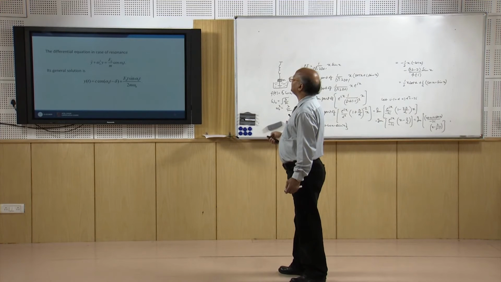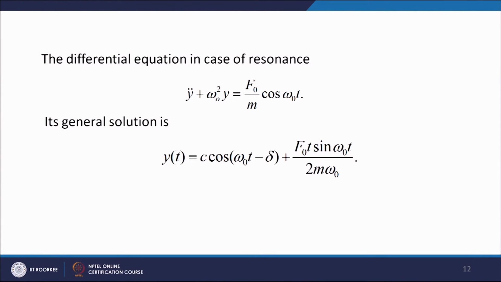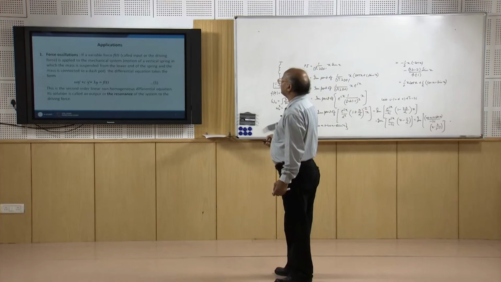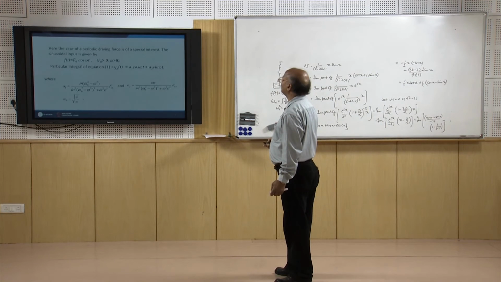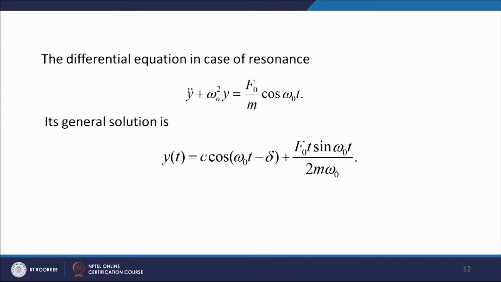The differential equation in the case of resonance will then become, if you look at the differential equation, this is our differential equation, we are taking c = 0. So my'' + λy = f(t), this equation will then turn into this equation by using the relation ω₀² = λ/m. We can write it as y'' + ω₀²y = (f₀/m) cos ω₀t, and its general solution is then y(t) = c cos(ω₀t − δ) + f₀ t sin ω₀t/(2mω₀).